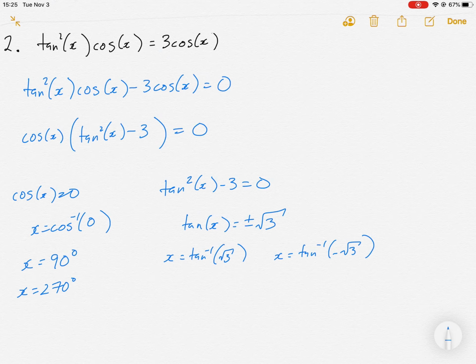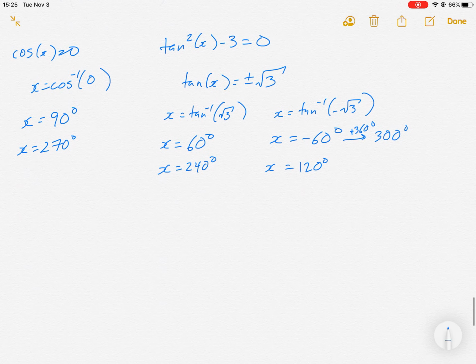All right. So let's go ahead. These are actually on the unit circle, but since we have our calculators here, let's just go ahead and use those. The first one gives me 60 degrees, and it also gives me 240. This one over here gives me negative 60 degrees, and it also gives me 120. Let's add 360. Oh man, this is great.